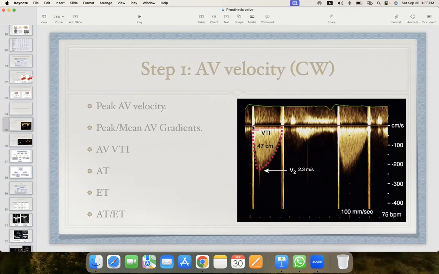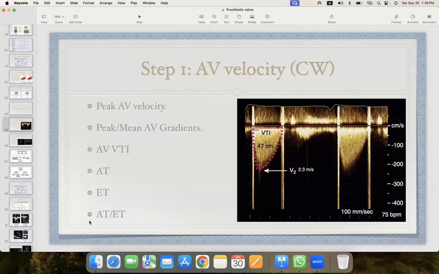Acceleration time is from the opening of the valve all the way to the peak. So it will be from here all the way to here, because this is your peak. And also you will need to measure from this view the ejection time. Ejection time will be from the beginning of the aortic valve opening all the way to the closure of the aortic valve. You can also divide these two numbers to get the ratio, because this is very important in the evaluation and diagnosis of patients with aortic valve stenosis.